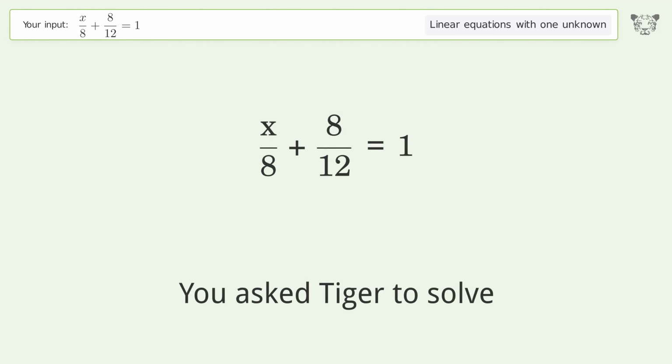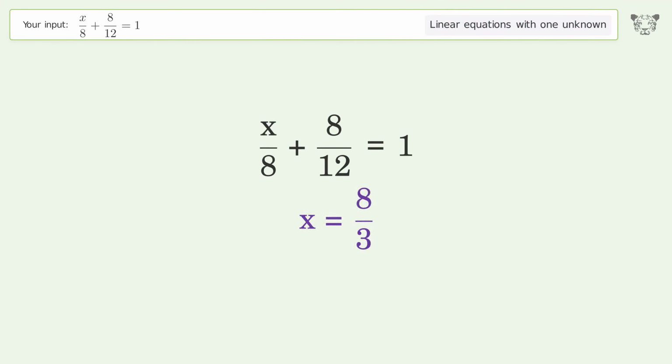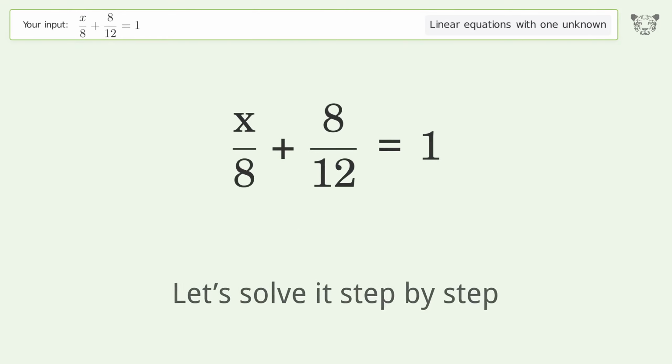You ask Tiger to solve this. It deals with linear equations with one unknown. The final result is x equals 8/3. Let's solve it step by step.